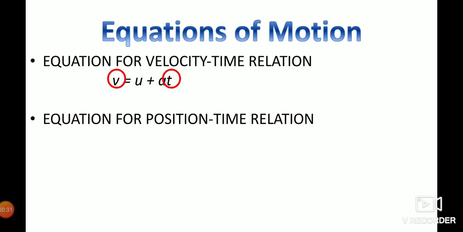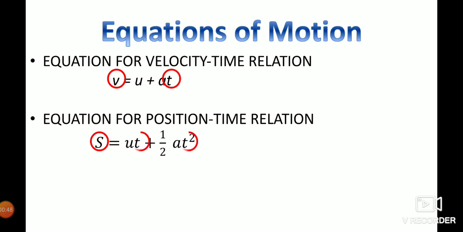Second equation of motion is called equation for position time relation, which is s equal to ut plus half at square. This equation is called position time relation because it has variation in the position, which is distance, and time in it.